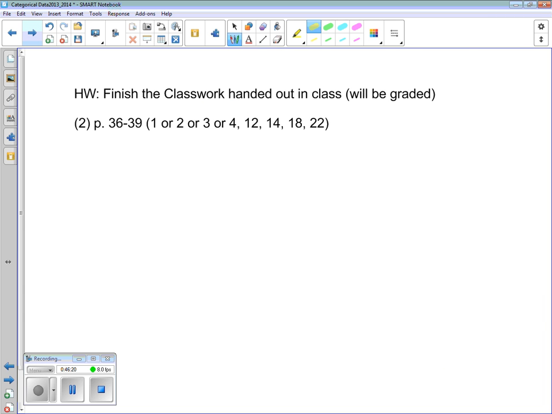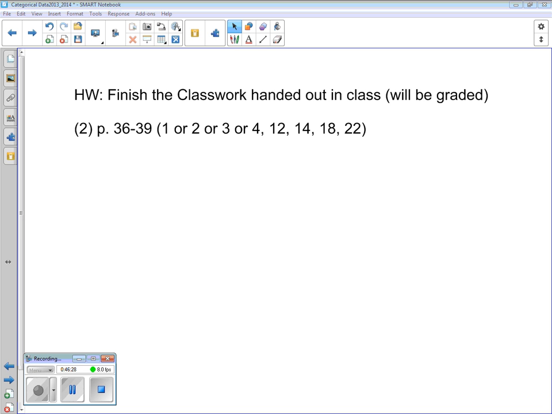Here it is. It says 1 or 2 or 3 or 4. Pick one of them. Which one looks happy to you? 4? You like 4. Do 4. Okay, Stephanie's going to do 2. Okay? Pick one of those. I don't care which one. 1, 2, 3, or 4. And then you have these 4 you must complete. That's page 36 to 39. Okay.